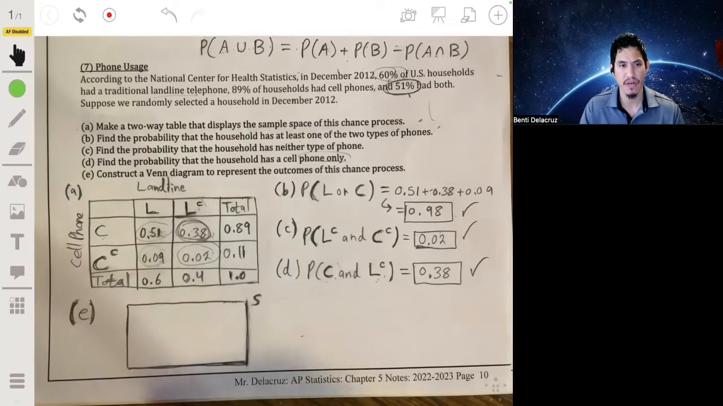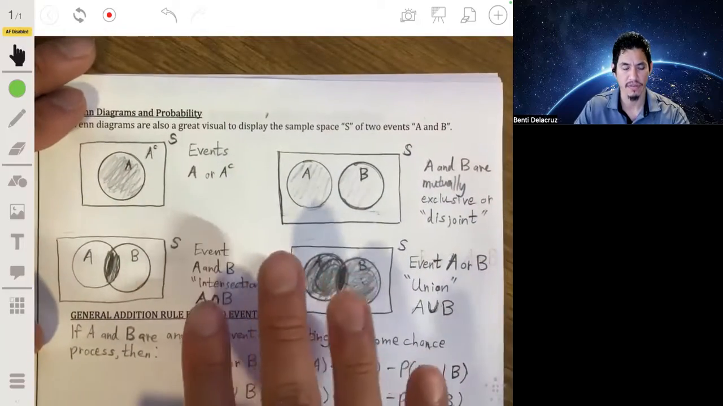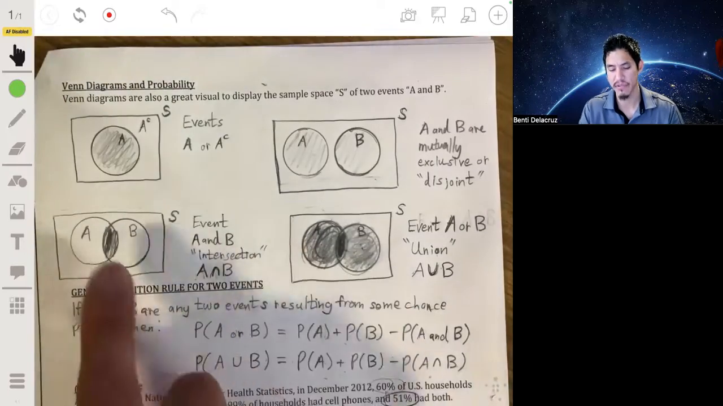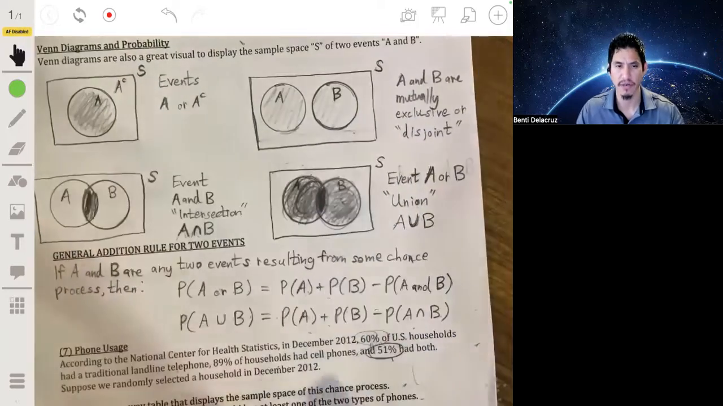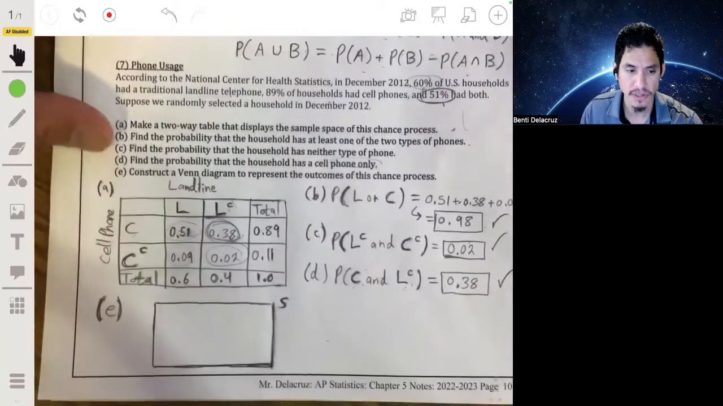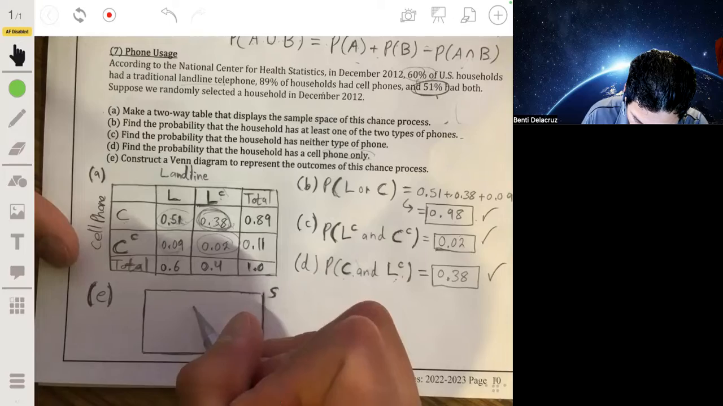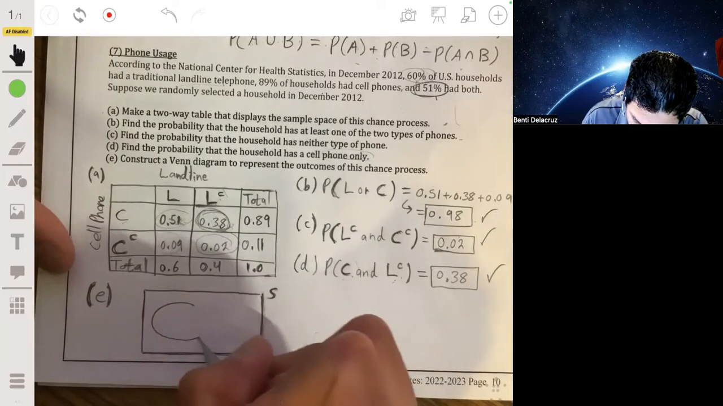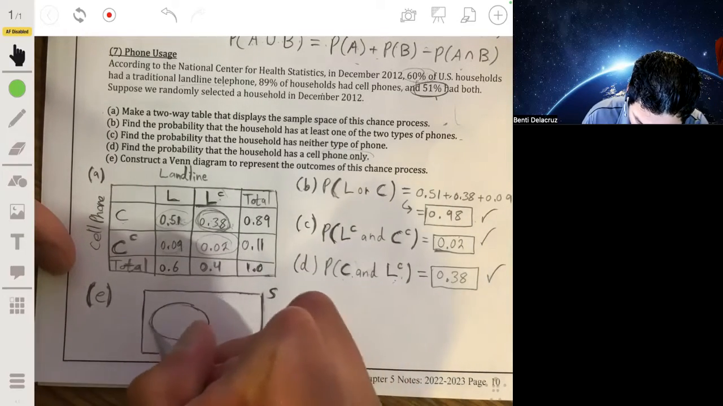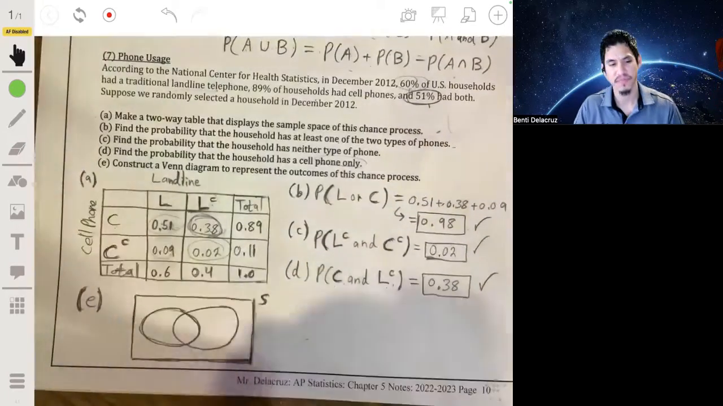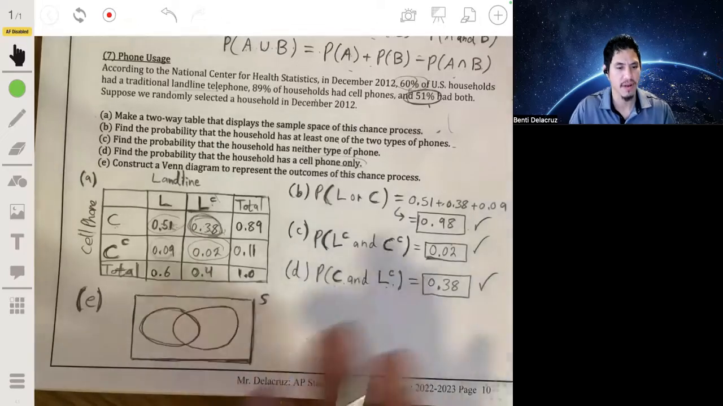So since my two events are landline and cell phone, and since we know we can have both a landline and a cell phone, I'm going to start off by drawing two circles that intersect. So looking at our examples here, it could be one of these. We'll basically want two circles that intersect. This is the basic way you draw a Venn diagram. I'm probably going to draw these a little bigger and more oval, because circles are kind of hard to write the numbers in.